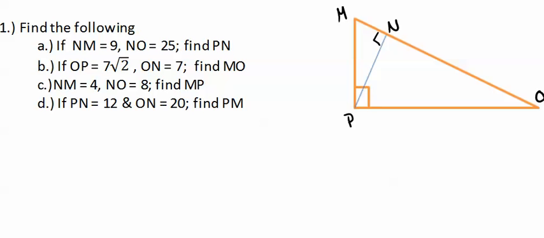For example, we're going to use one diagram, but we're going to change the size of them to find the lengths of the missing segment. What will be helpful is that we're going to label our diagram for A. We're going to say that NM is 9, NO is 25, and PN is X.